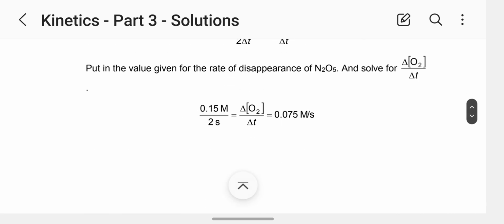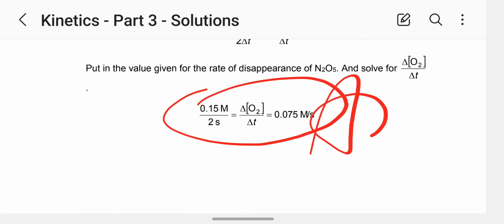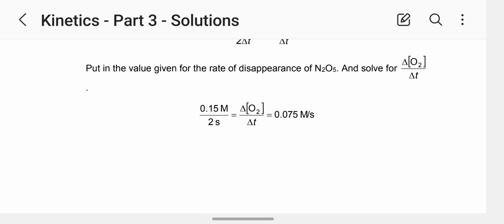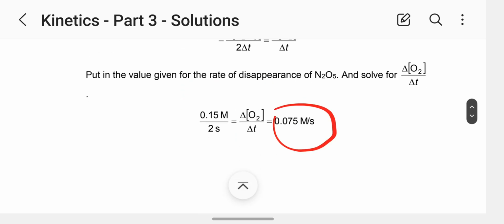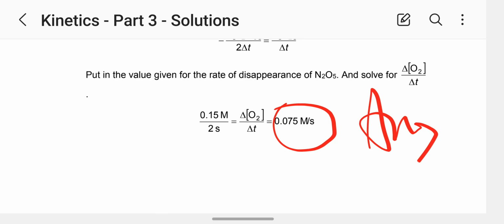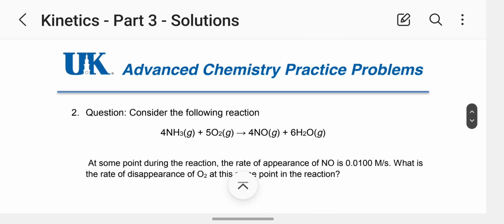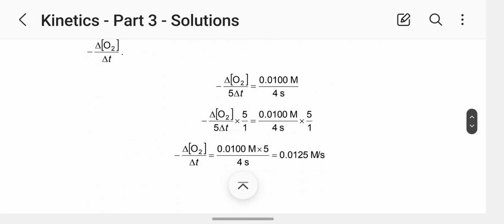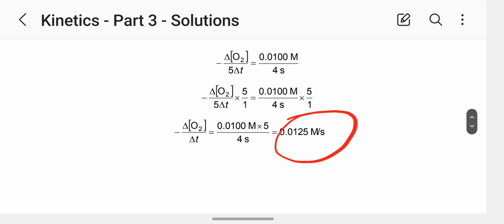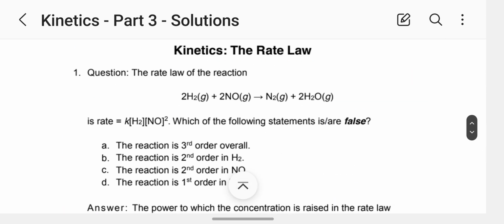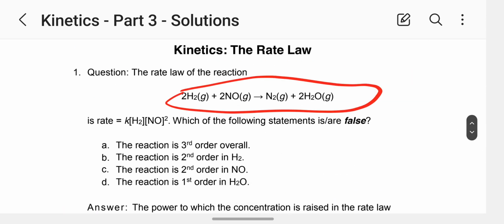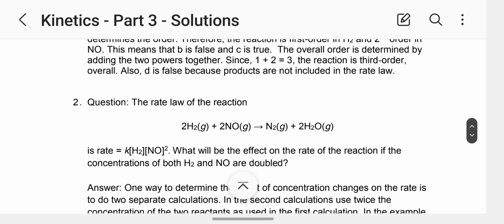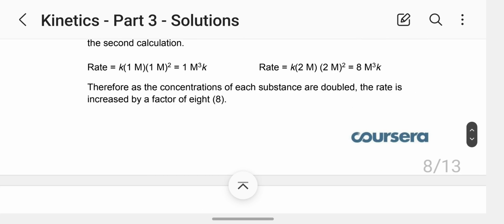Alright, putting values in the last option, we will get the answer, which is 0.075 molar per second. That is our exact answer. Then we have ammonia, the same problem which we mentioned in detail in the last option, and its rate of determination according to the change in molar concentration of oxygen gas divided by change in time. Then we have kinetics, the rate law which we mentioned in the previous option. The same question was asked in the previous option.